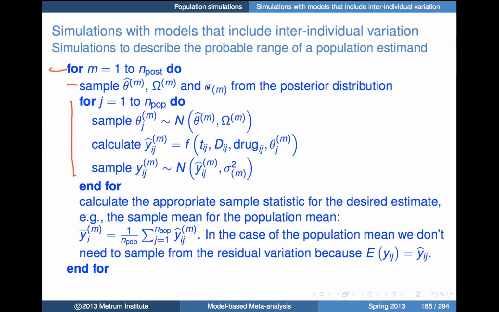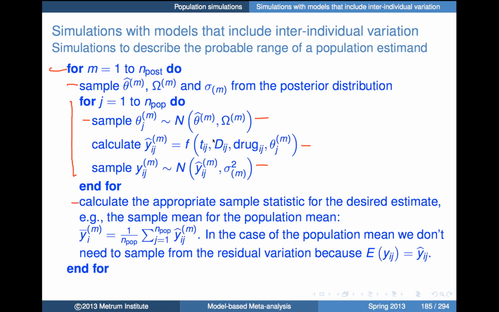Then the next step would be, okay, I've got a sample from my inter-individual variability for each one of those to get an individual specific value of my parameters. I would then calculate the corresponding expected value for that individual for whatever dependent variable I'm interested in here. And then we've typically got some residual component here. I've also got a sample from that. And so I do that and I collect all of those. So I'm going to take my npop values here.